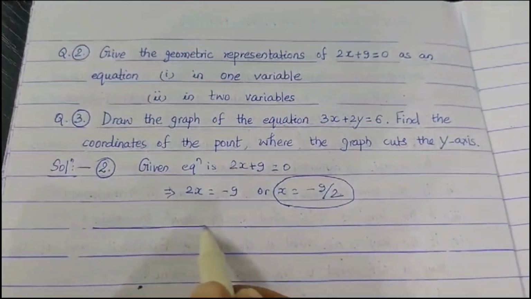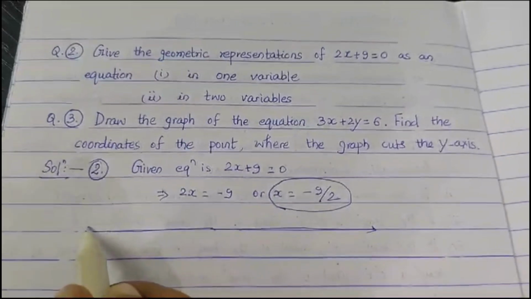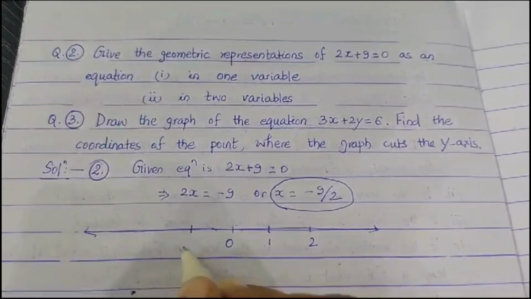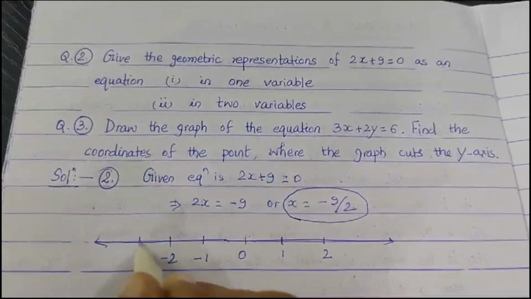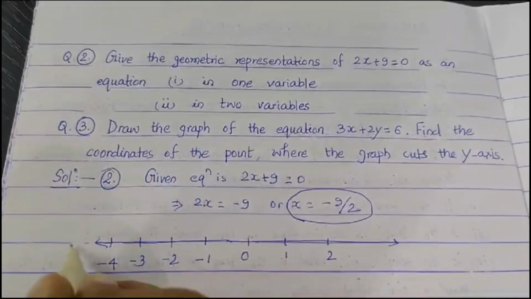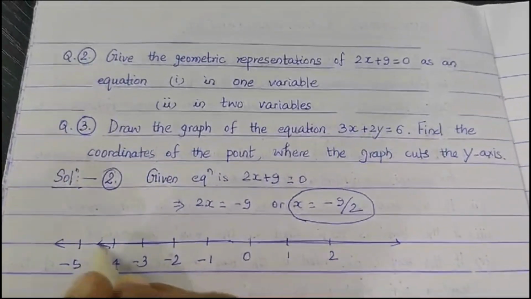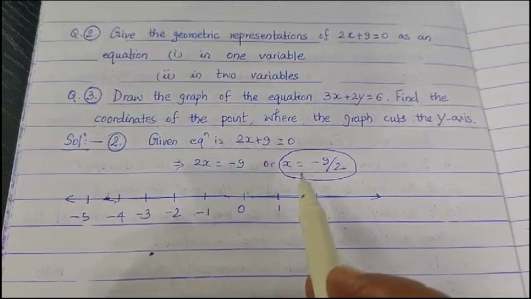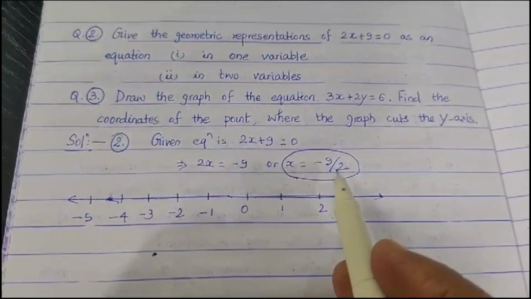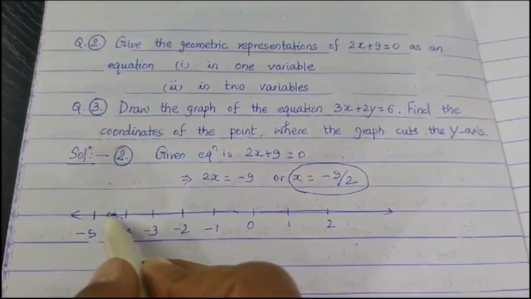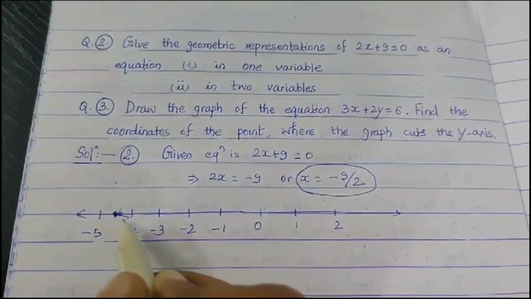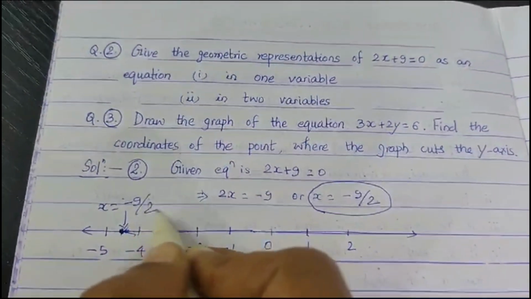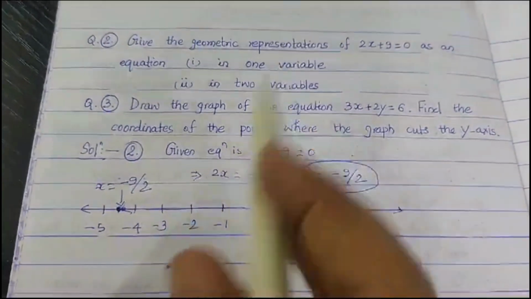So what we will do, we will draw the number line. This is 0, 1, 2. This is minus 1, minus 2, minus 3, minus 4, minus 5, like this. Okay. And we have to locate x equal to minus 9 by 2, which means minus 4 and a half. So it will be midway between minus 4 and minus 5. This will be x equal to minus 9 by 2. And this will be the geometric representation in one variable.